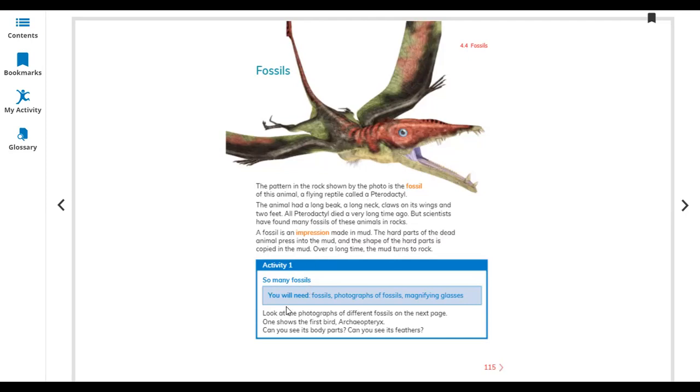You will need fossils, photographs of fossils, and magnifying glasses. You can even open YouTube and write the name of this pterodactyl, and you can find more information about it. Look at the photographs of different fossils on the next page. Can you see the body parts of these fossils? Let us go to the next page and check.